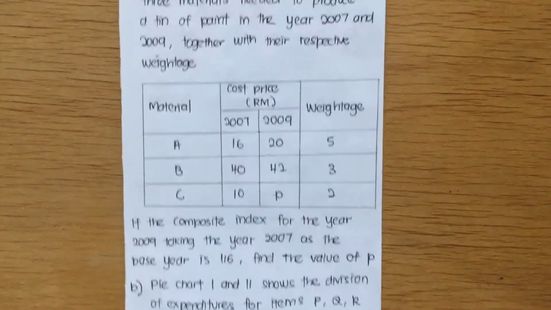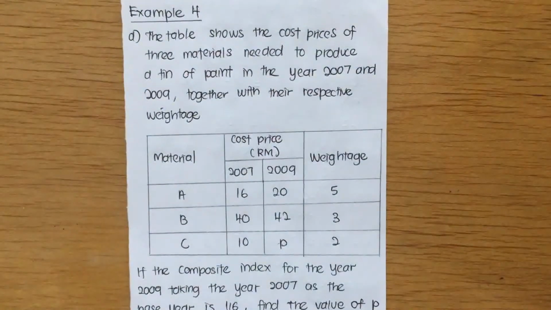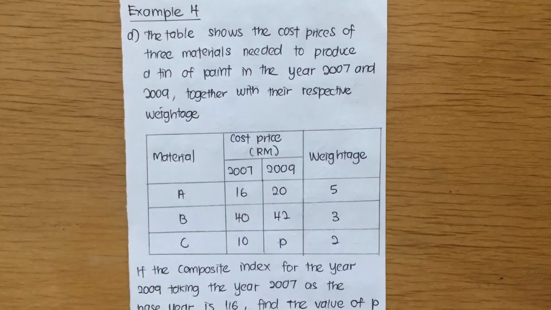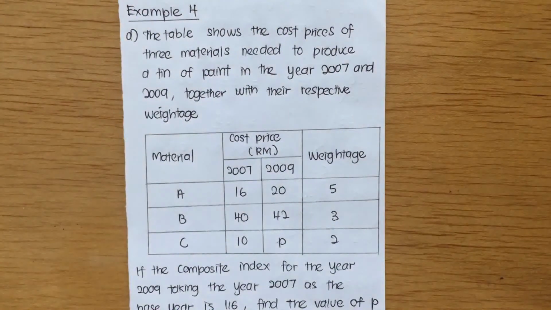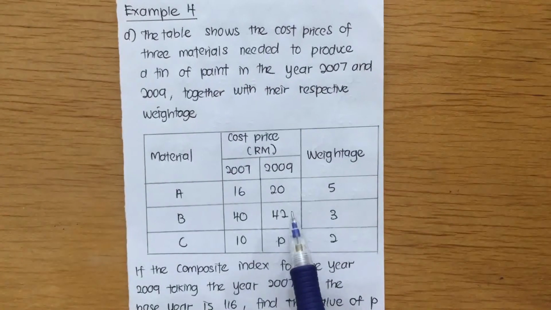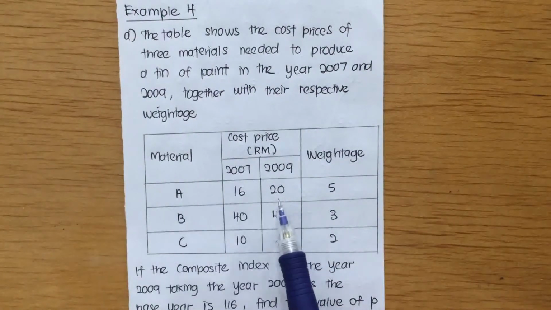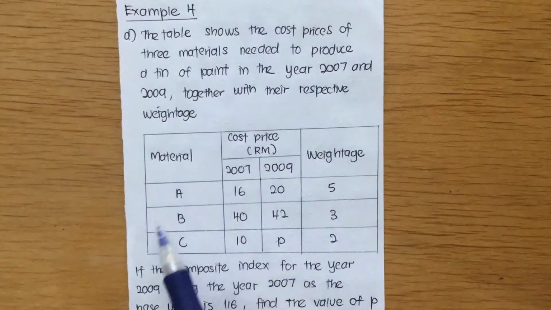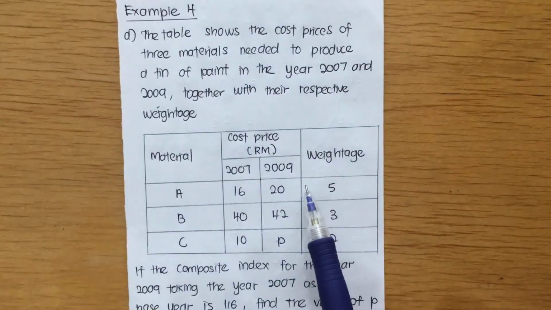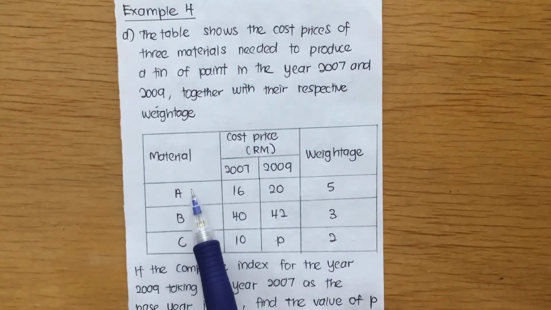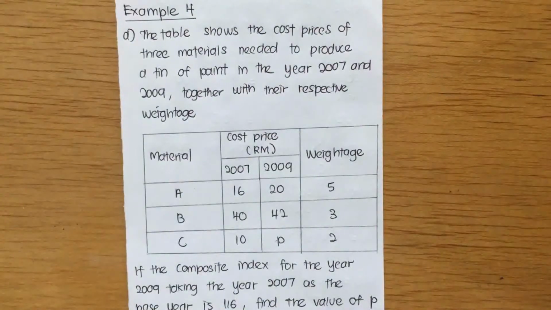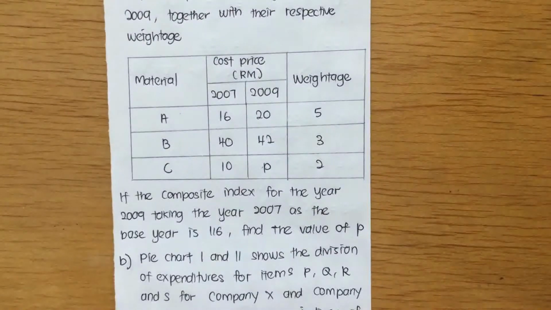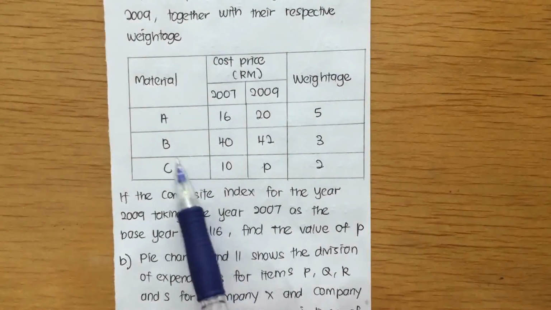Before moving on to the solution, I'm just going to tell you the overall idea on how to solve this question. For the initial step, we're going to find the price index for material A and material B. Once you've found the price index for material A and material B, we're going to use the composite index value, which is 116, to find the price index for material C.